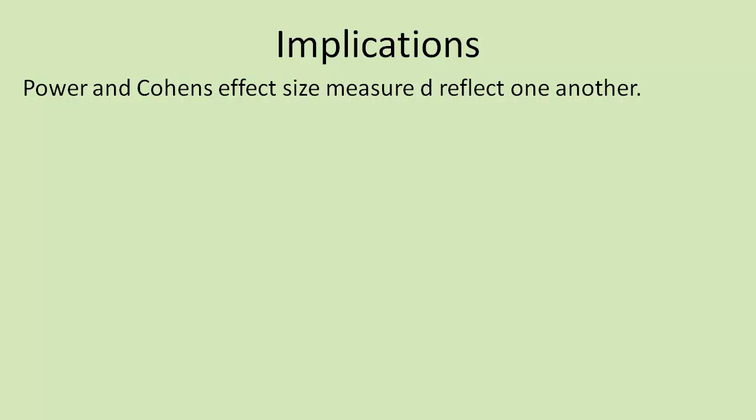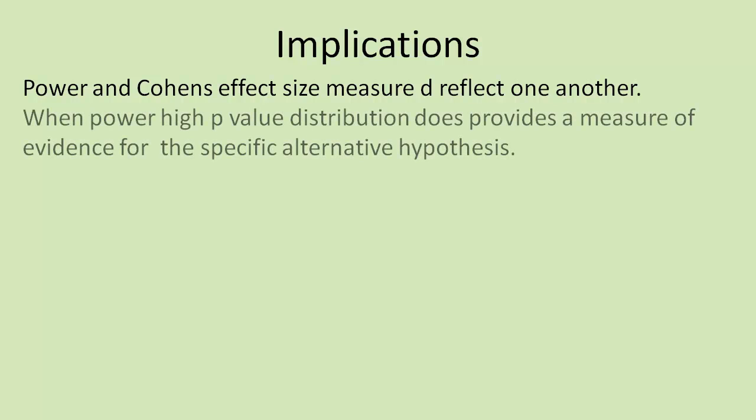Notice how the power level and Cohen's effect size measure reflected one another. They both went up and both had similar values. Notice how the distribution of the p-value does provide a measure of evidence for the specific alternative hypothesis, and you could say it becomes more accurate as power increases.